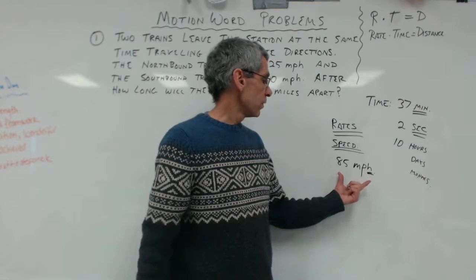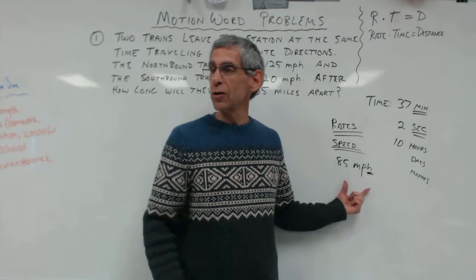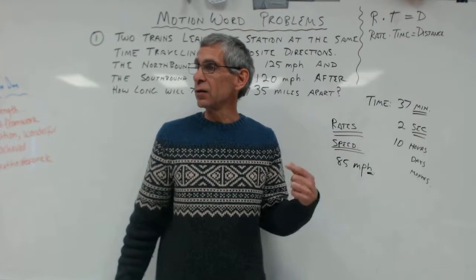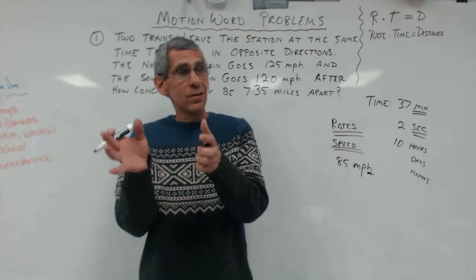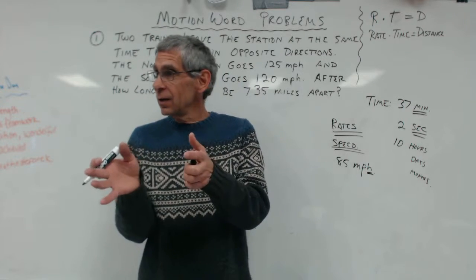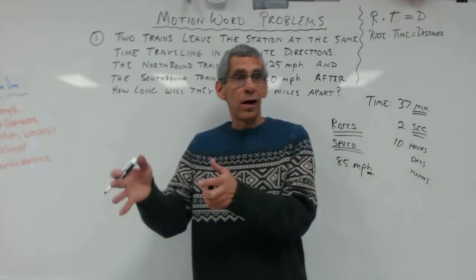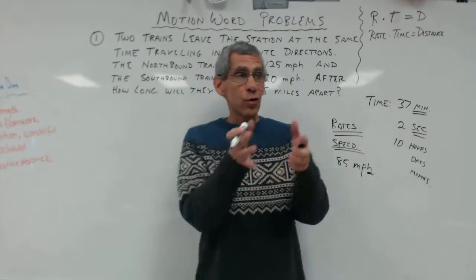But for now, I'm going to keep it simple. You're going to see miles per hour or yards per second or something. It's a distance, right? Miles or yards are distance. Hours or seconds are time. Miles per hour is distance per time.